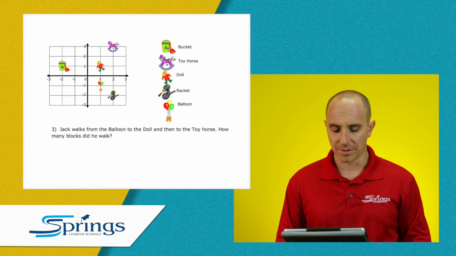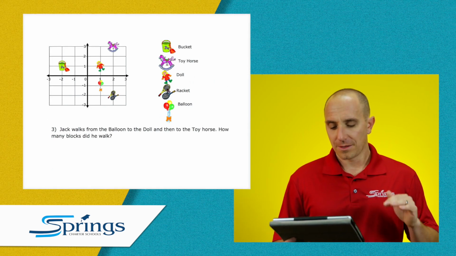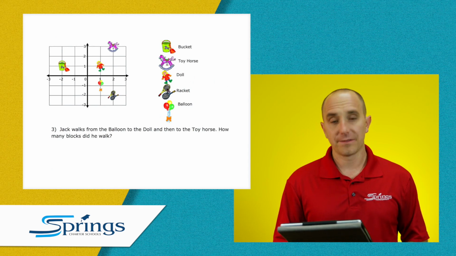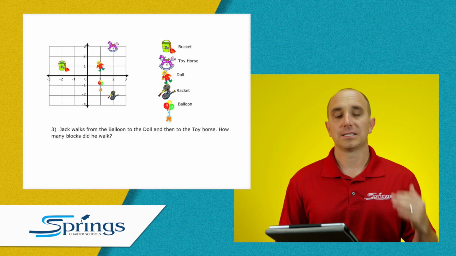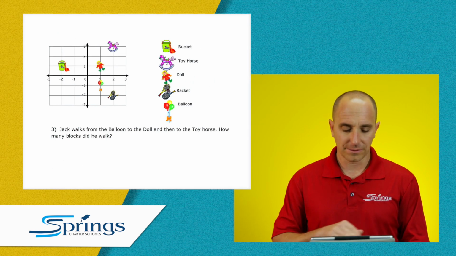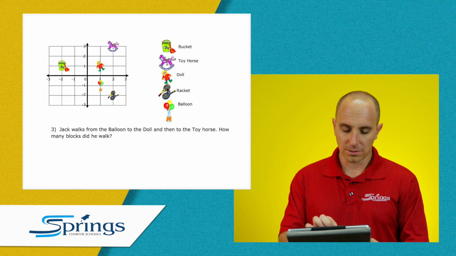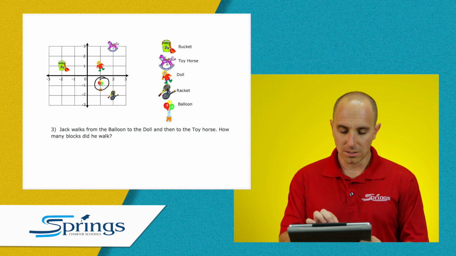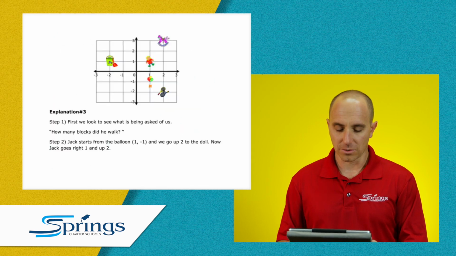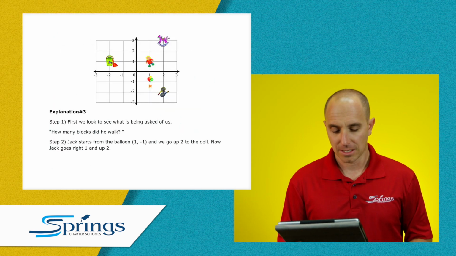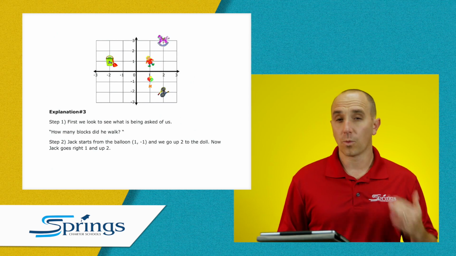All right, so let's try another one. This one has a couple different parts to it. Jack walks from the balloon to the doll and then to the toy horse. How many blocks did he walk? You see our different things, and if you're following along, we're talking about the balloon, then we move to the doll, and then we move to the toy horse. Let's break it down step by step. Remember, what we're trying to figure out is how many blocks did he walk?